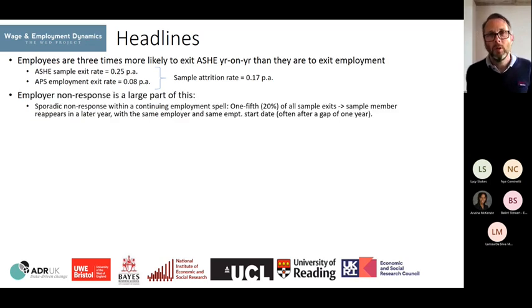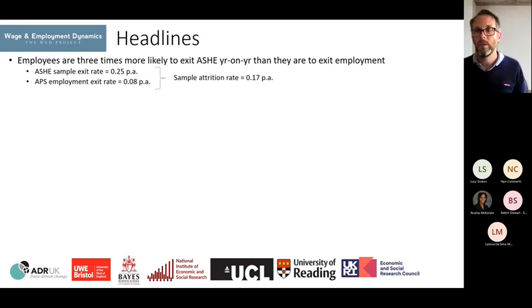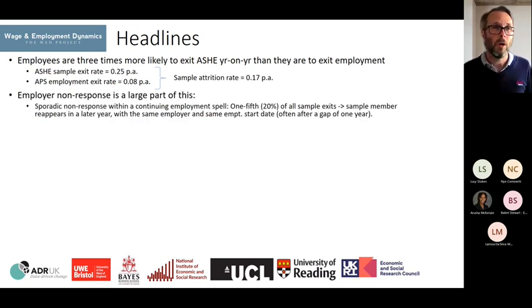Employer non-response, of course, is at the heart of sample attrition in ASHE because, as Lucy said, the ASHE survey is essentially sent to employers. So if you remain in employment, in PAYE employment, you might disappear from the sample for one of a couple of reasons. One might be that your employer has responded in year T to the survey, but in year T+1, they just haven't got round to it. And we see this happening in the data.